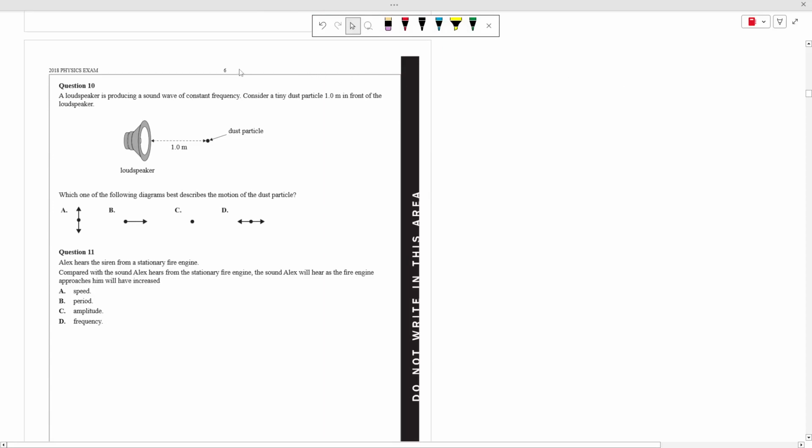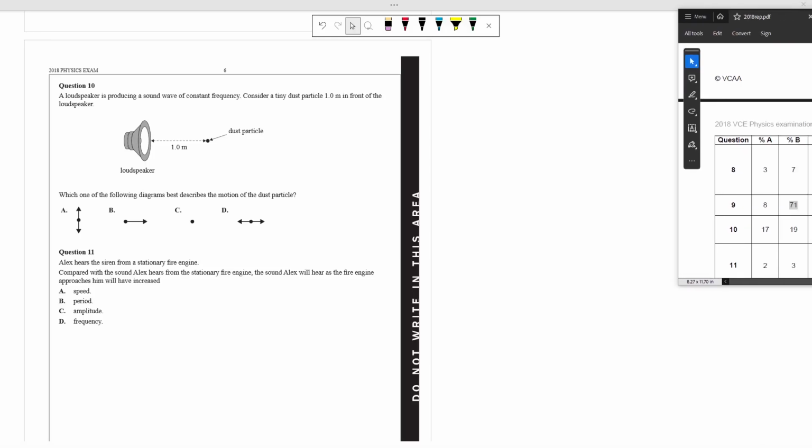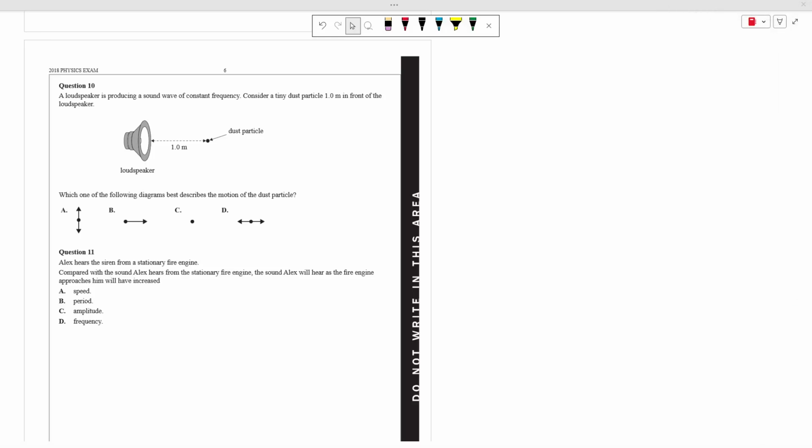Okay, question 10. A loudspeaker is producing a sound wave of constant frequency. I'm just going to pause for time here. What are we up to? 16 minutes. Okay, we're going good. Let's start that one again. Question 10. A loudspeaker is producing a sound wave of constant frequency. Consider a tiny dust particle 1 meter in front of the loudspeaker. Which one of the following diagrams best describes the motion of the dust particle?